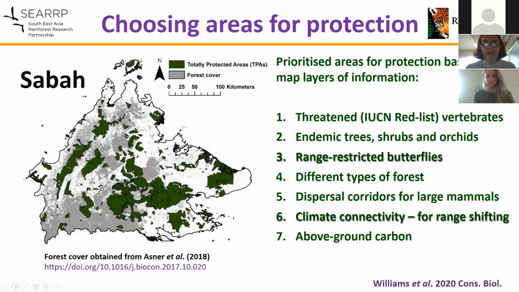So that's the first 3. We also wanted to consider ecosystem services from above ground carbon, and also the different types of forest. So those are layers 4 and 7. And we also incorporated 2 aspects of connectivity. One was dispersal corridors to allow large animals to move around the state from different areas of protection and different forest areas. And the other was to ensure that the forest areas that were protected allowed for species to shift their range along climate gradients. So we call that climate connectivity.